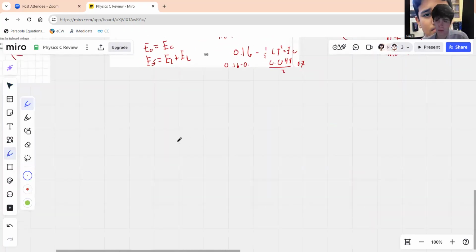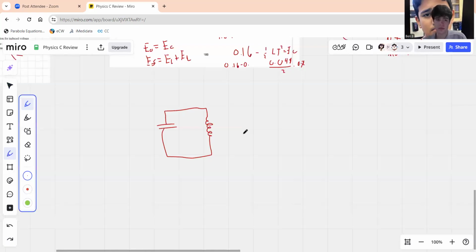Let's draw a diagram of both of them while we go into the derivation. So this is an LC circuit, right? No battery, just a capacitor. Can there be a battery, or is that against the rules? That's against the rules.